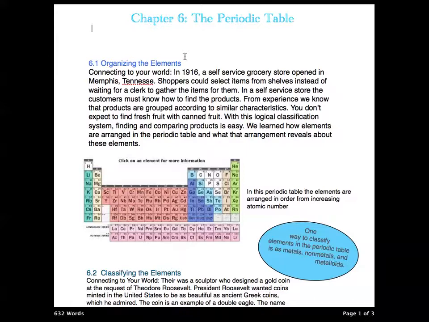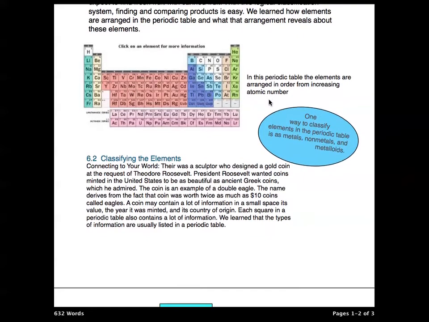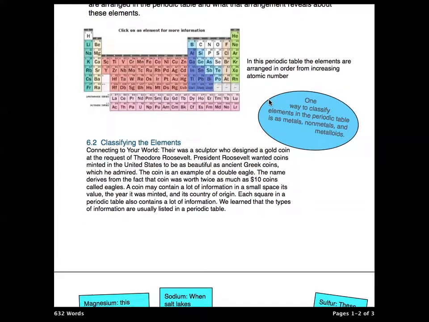We learned how elements are arranged in the periodic table just like the fruits, and what the arrangement reveals about these elements. So the elements are formed logically and this is how we find them. In this periodic table, the elements are arranged in order of increasing atomic number. One way to classify elements in the periodic table is as metals, nonmetals, and metalloids. This will help you when trying to classify the elements and finding them.